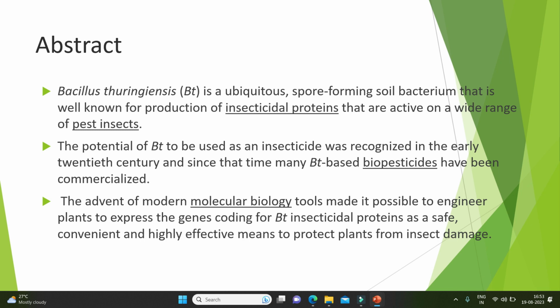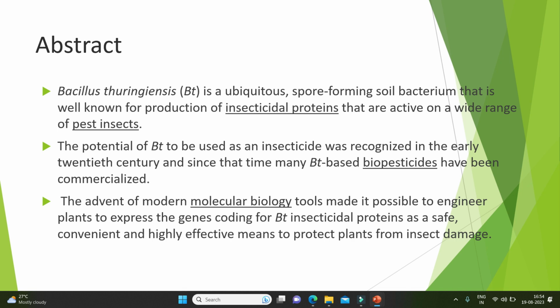Bacillus thuringiensis, for short we can call it BT. It is a ubiquitous spore-forming soil bacterium that is well known. It is basically an insecticide that is active against a wide range of pest insects. It is used as a pesticide also. The potential of BT as an insecticide was recognized in the early 20s, and from then it has been used in agriculture. Based on it, pesticides have been commercialized.